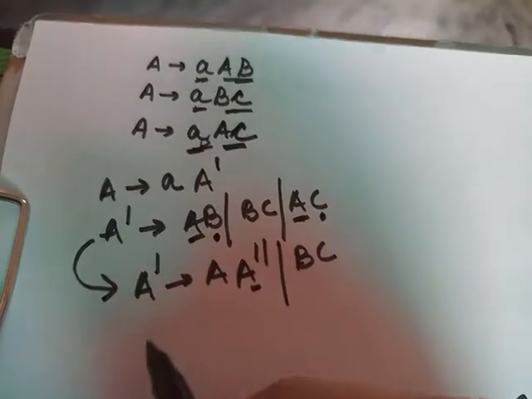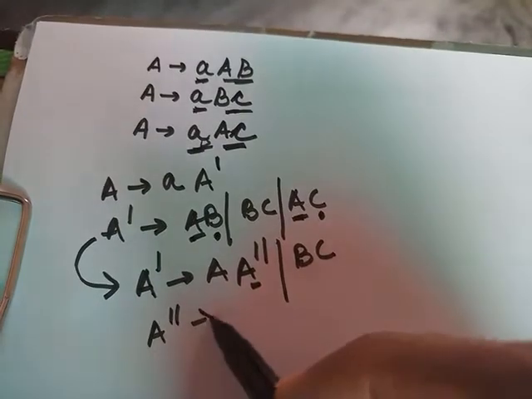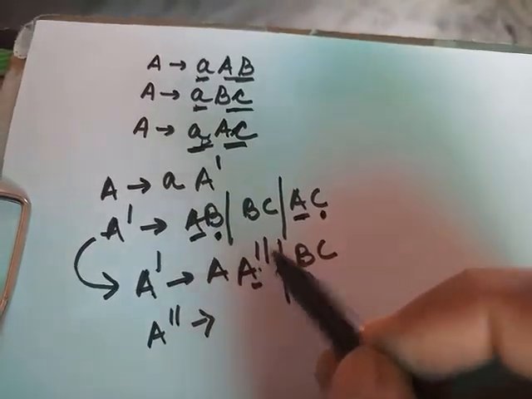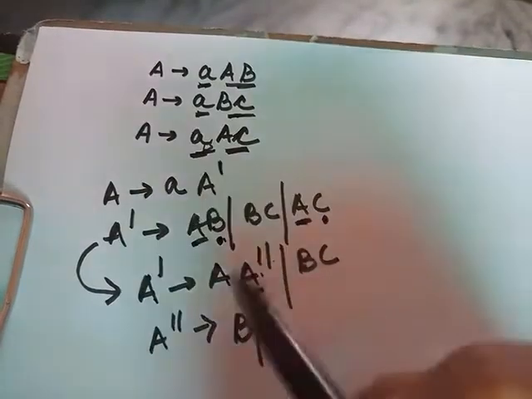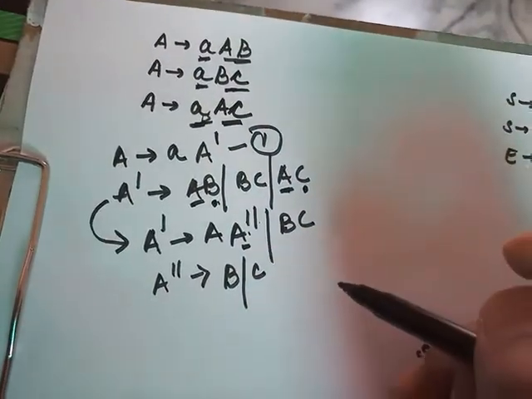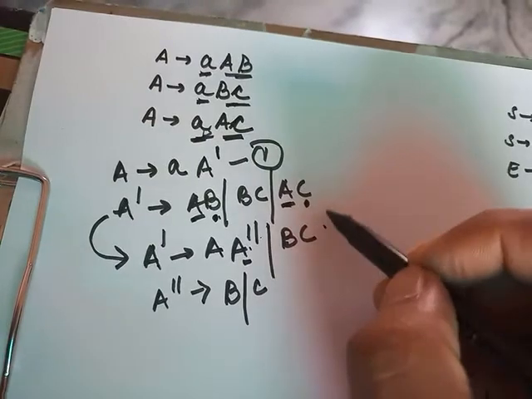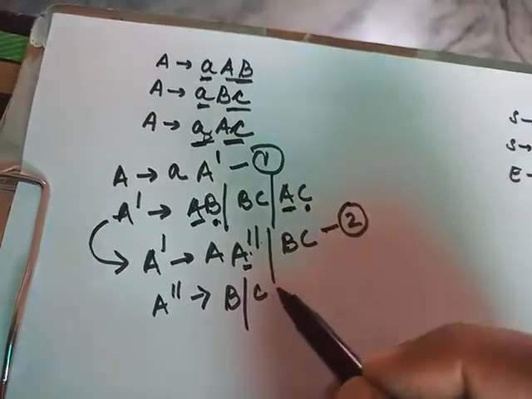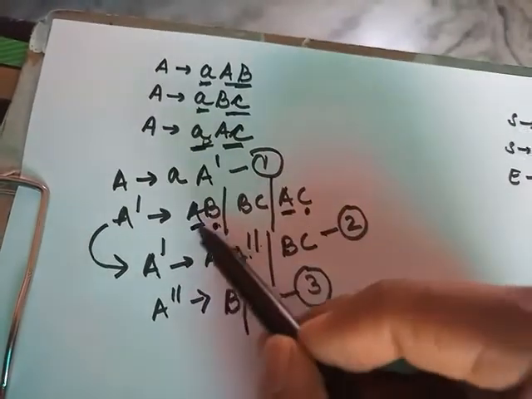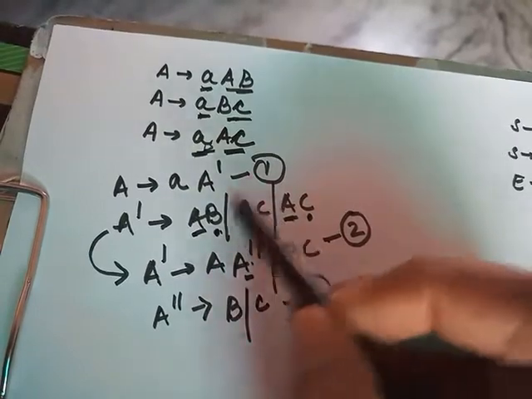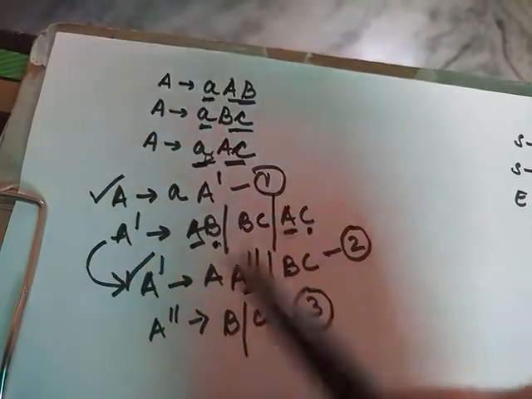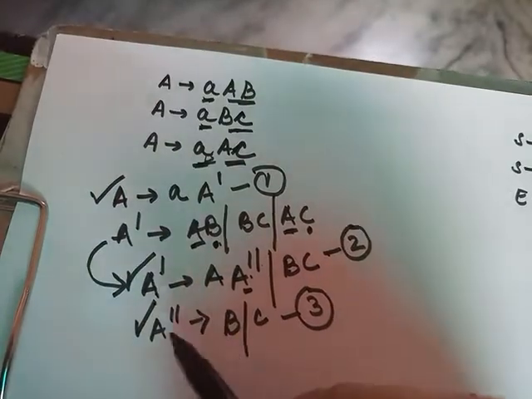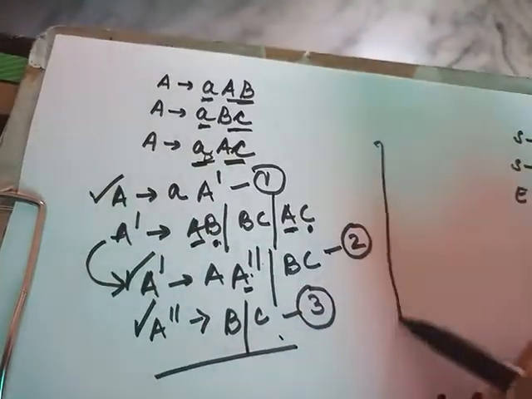Now we have to solve this one also. A double dash is equal to what A double dash can generate, B and C. So we will write B and C. That's all. So total how many productions did we get? We got production number 1 here, then production number 2 over here, and then production number 3. See, this production I have expanded, so I should not count this one. I will count this one. Then from A dash I can generate this one, and from A double dash we can generate this one. So this is your left factoring method.